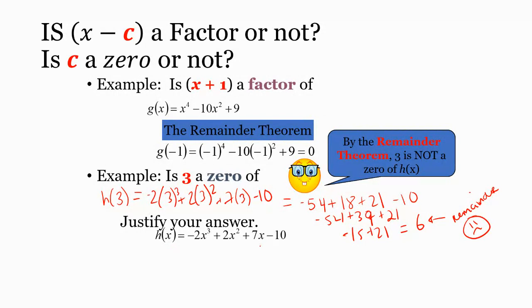Therefore, it's not a zero. I know by the remainder theorem that it's not. If I want to verify or justify it using long division, I would need to divide by x minus 3 to show that that doesn't work.